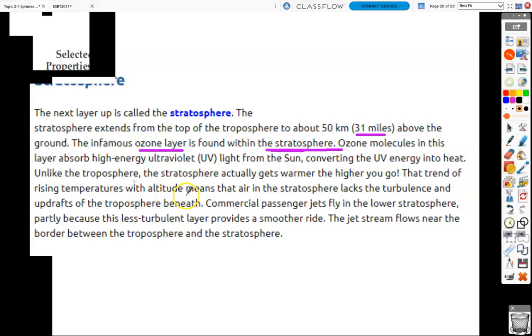That trend of rising temperature with altitude means the air in the stratosphere lacks the turbulence and updrafts of the troposphere beneath it. Commercial passenger jets fly in the low stratosphere, partly because this less turbulent layer provides a smoother ride. The jet stream flows near the border between the troposphere and the stratosphere. So yeah, your planes are usually up above 33,000 feet. They're at 34, 36, 38, 40,000 feet. That's because it's a much smoother ride up there. So you're not hitting that turbulence that you would hit if you stayed down in the lower part of the troposphere.